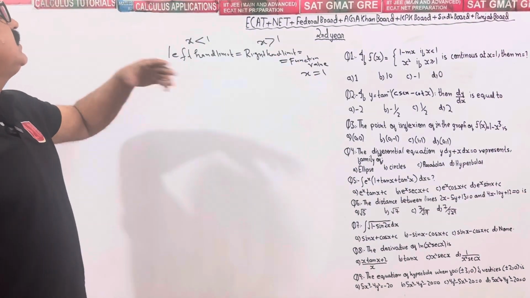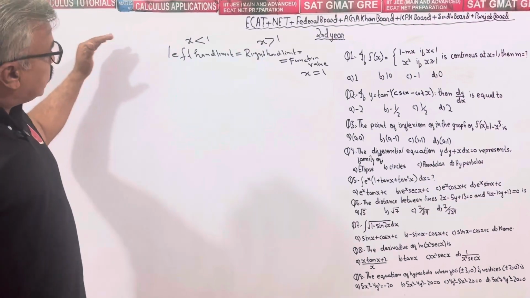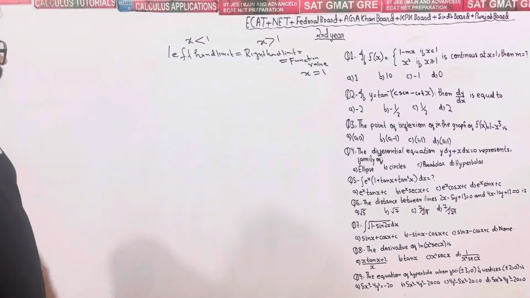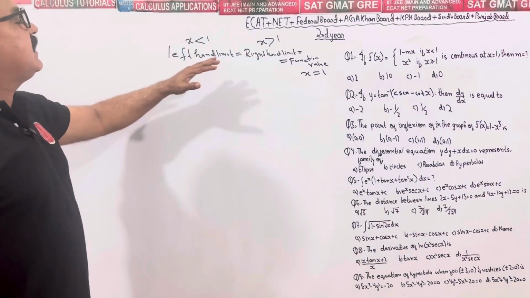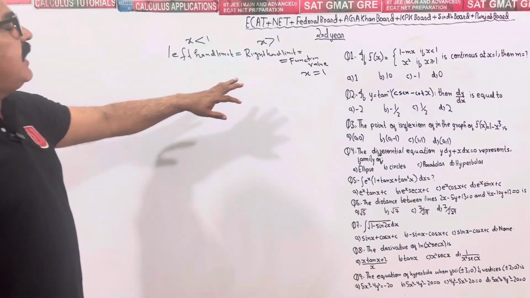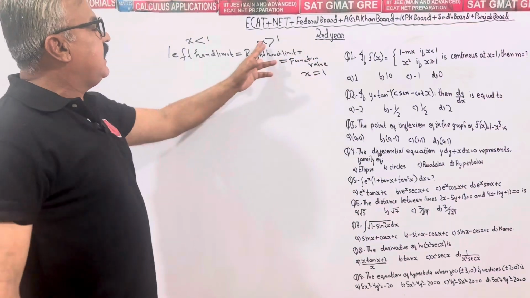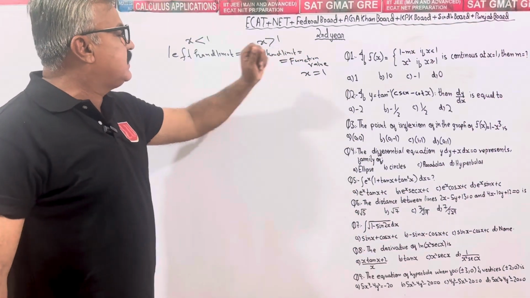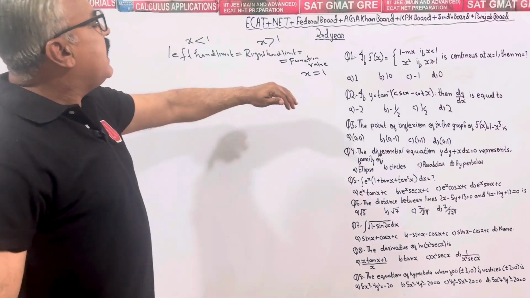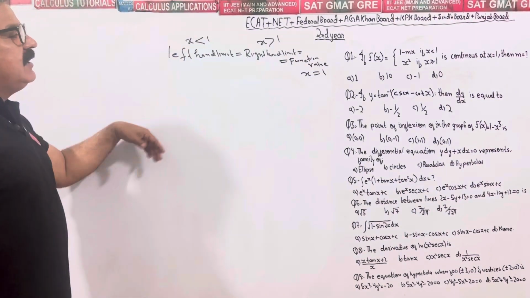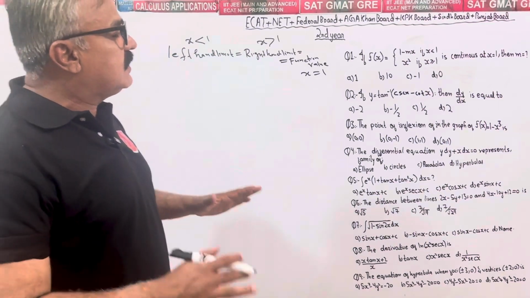X less than 1 means we are approaching towards 1 from the left hand side. It is known as left hand limit. Right hand limit means we are approaching 1 from the right hand side. That's why x is greater than 1. Function value is exactly at x is equal to 1. If all these three values are equal, then the function is continuous, and it is given to us that the function is continuous.